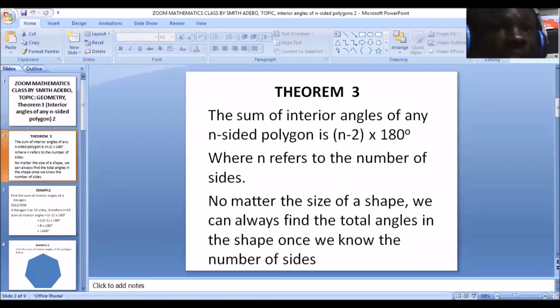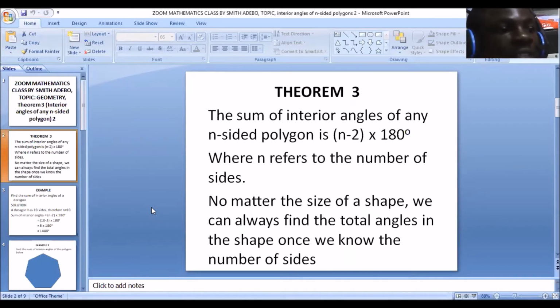Now, the theorem we treated was that the sum of interior angles of any n-sided polygon is equal to n minus 2 times 180 degrees, where n refers to the number of sides. Sum of interior angles. From the word interior, it means the sum of angles inside any n-sided polygon is equal to n minus 2 times 180 degrees.